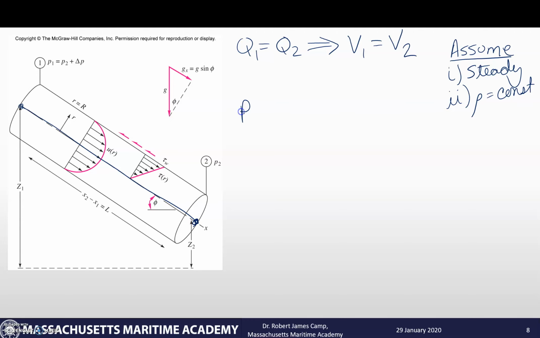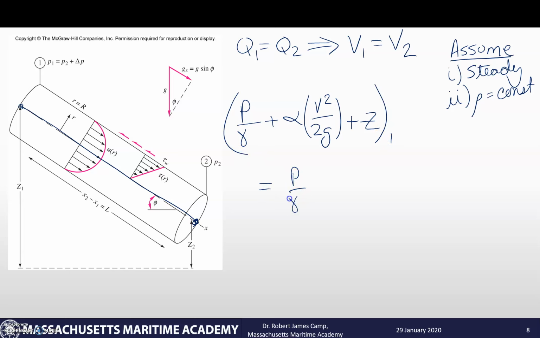So what we're going to have is pressure over gamma plus alpha. That's a lowercase Greek alpha. We do not want to neglect your classical Greek education in this class. V squared over 2g plus z, and this is all at point 1, and that's going to have to equal pressure over gamma plus alpha v squared over 2g plus z at point 2, plus whatever frictional losses that we have between there.